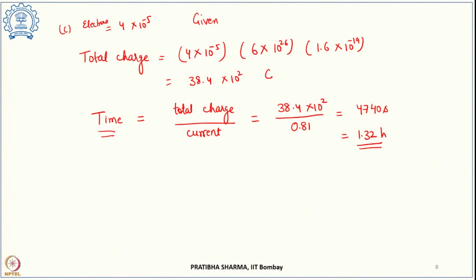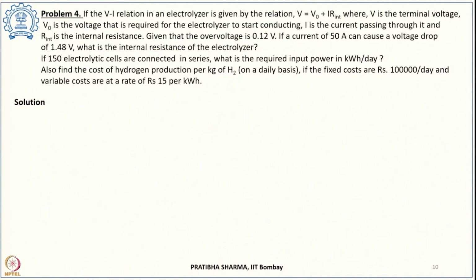That is what is being asked in this problem, to find out how much time it takes for that much amount of hydrogen to be produced when you pass a total charge of this many coulombs or these many electrons. Now let us see the next problem.